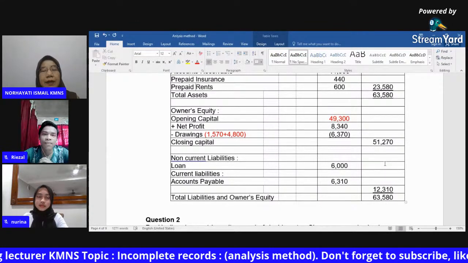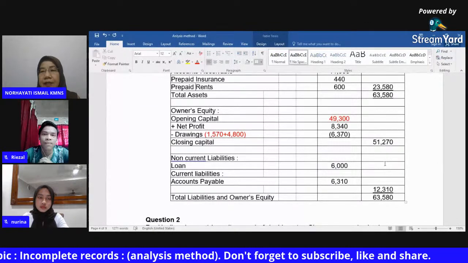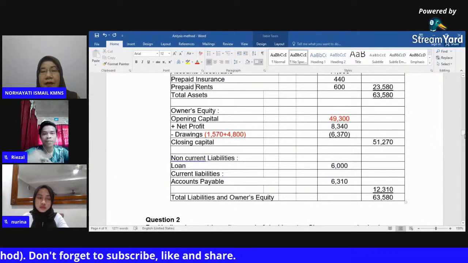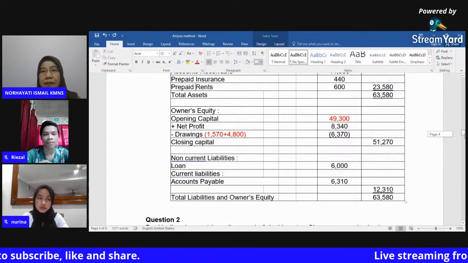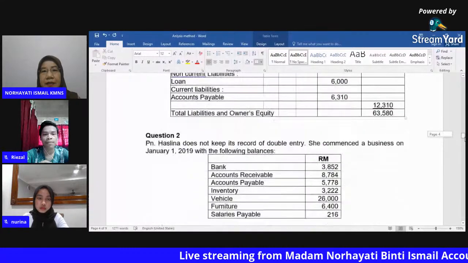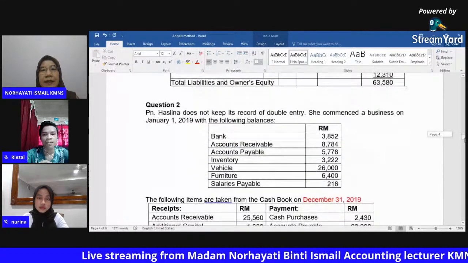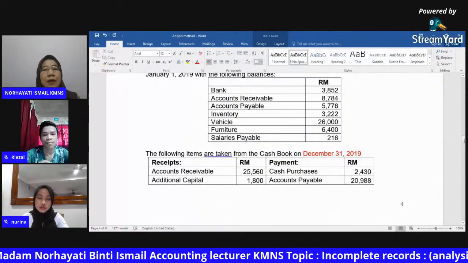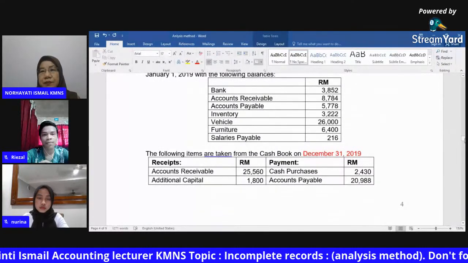So you must know that from the analysis method, they will give you the beginning asset and liability. Number two, they will give you the ending asset and liability. Number three, cash book. And the last one, they'll give you the additional information.